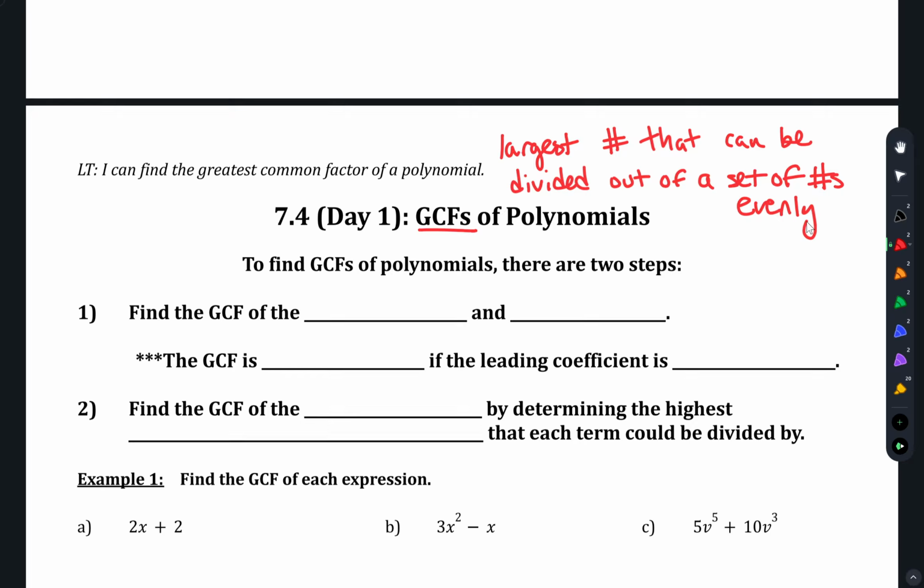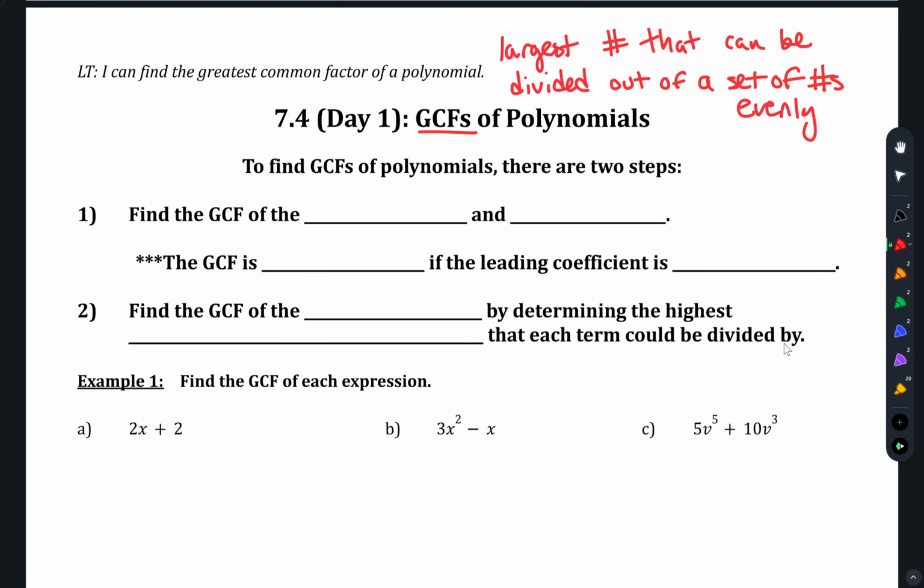Okay, so we are essentially going to be doing that today, finding GCFs of a set of numbers. Our sets of numbers are going to be polynomials. So not only in a polynomial are there numbers, coefficients and constants, but we're also going to have to deal with the variables. That's the part that's going to be a little bit new for us. So we have two steps to find the GCF of a polynomial. The first step is to take care of any coefficients and constants.